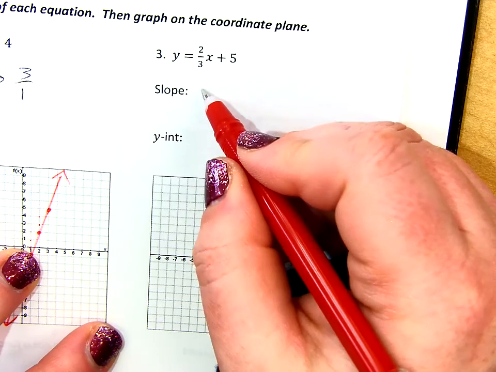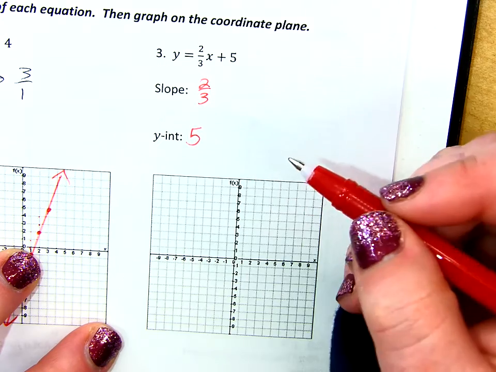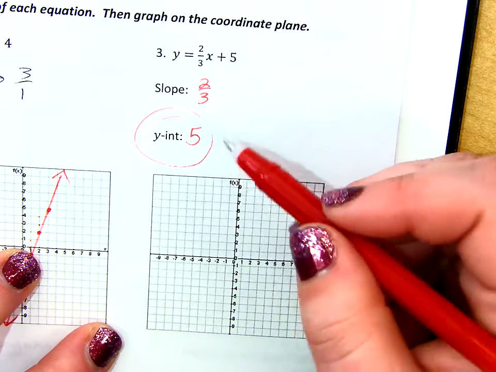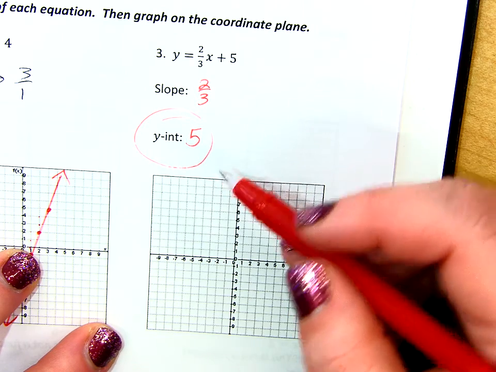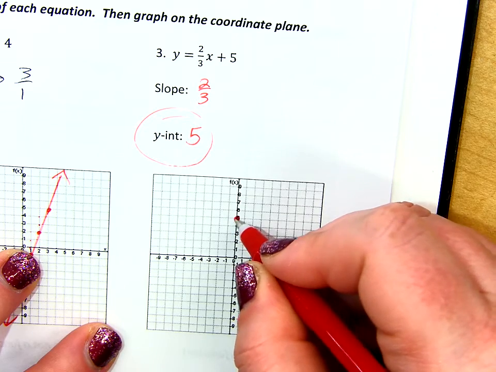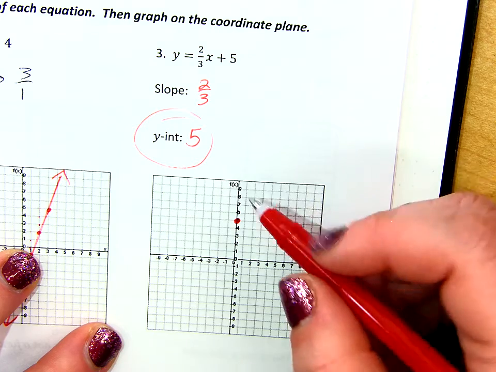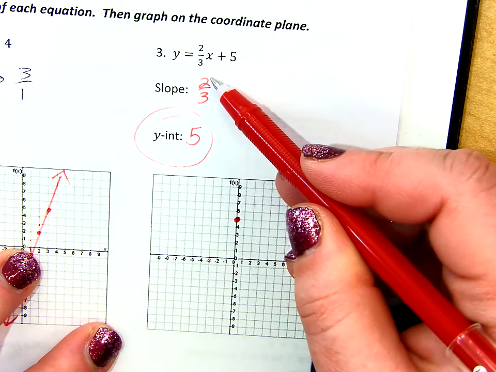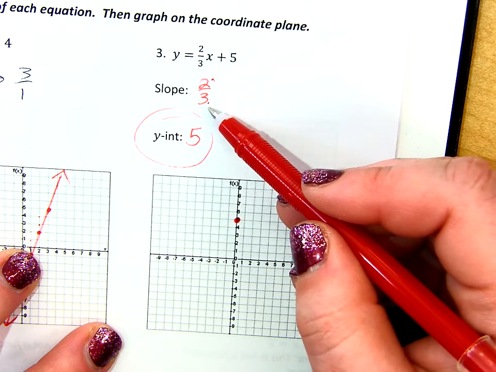What's the slope this time? 2/3, and then the y-intercept is 5. So I'm going to start here. You always start at the y-intercept. Always, always, always. So let's count up to 5, put a dot. And now, where do I go? Up 2/3. Right, because remember, it's up and then to the right. So I'm going to go up 2 to the right 3.